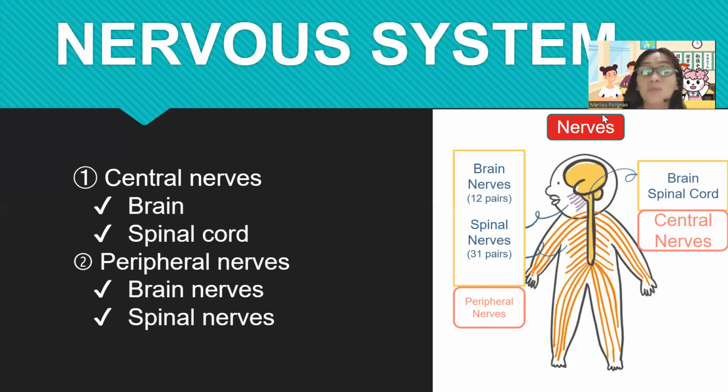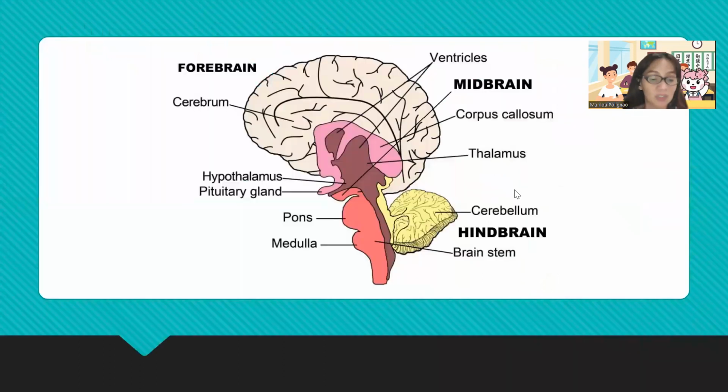Okay, dito tayo. Saan po ba yun? Paano po ba yung distribution ng ating nerves? So, ito po yung cerebrum, yan po yung ventricles, midbrain, corpus callosum, thalamus, cerebellum, hindbrain, or brain stem. So, dito naman po pagdating sa ating hypothalamus, pituitary gland sa ating lalamunan, and pons and medulla. So, yan po yung mga parts. Okay? So, siya po yung bumubuo.